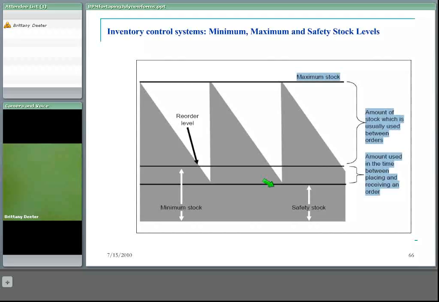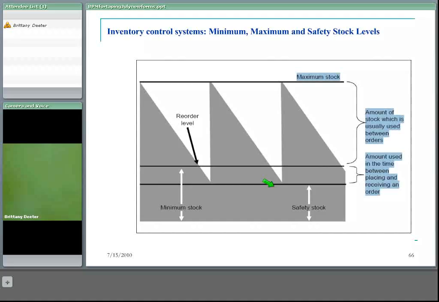The maximum stock level is set to guard against oversupply, which results in losing vaccines to expiration before they can be used. It consists of the minimum stock level plus the amount of stock which is normally used between orders. A minimum maximum system makes sure that the amount of quantity on hand is always established between those levels.